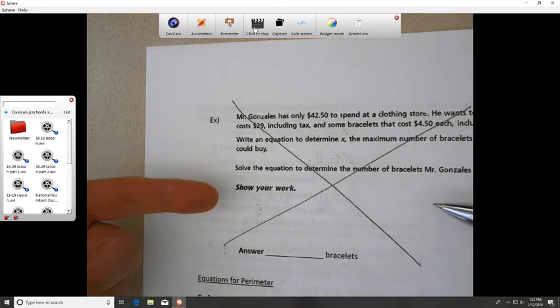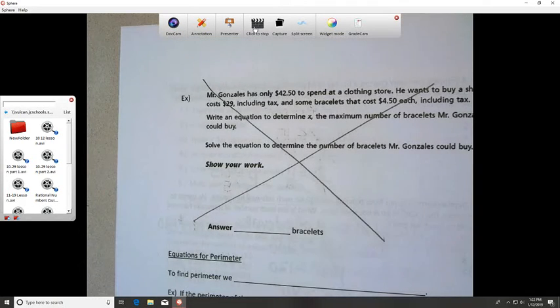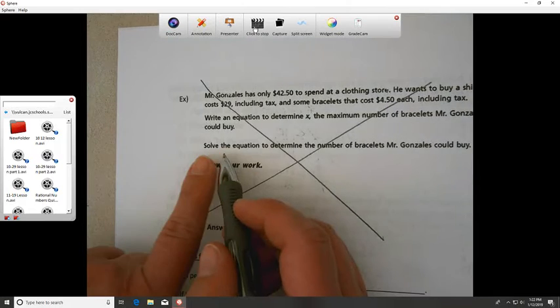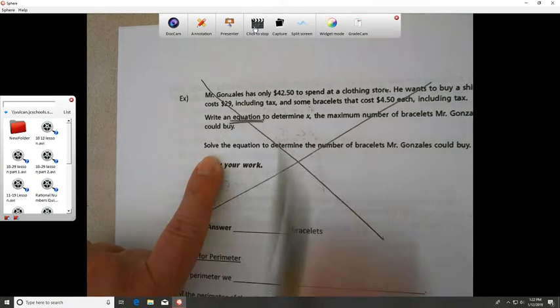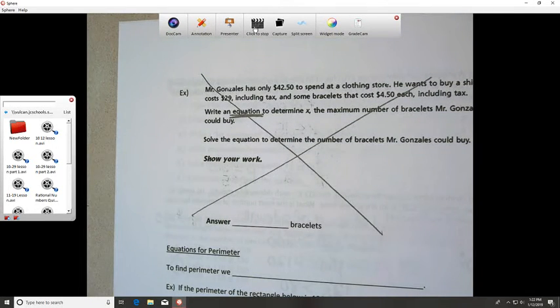Because you did this question yesterday, but I do just want to point out, for this one, it says write an equation. So if it says equation, that means it must have an equal sign. Be very careful of that on your quiz tomorrow. If it says equation, it needs to have an equal sign. If it says inequality, it needs to be a less than, greater than, whatever.